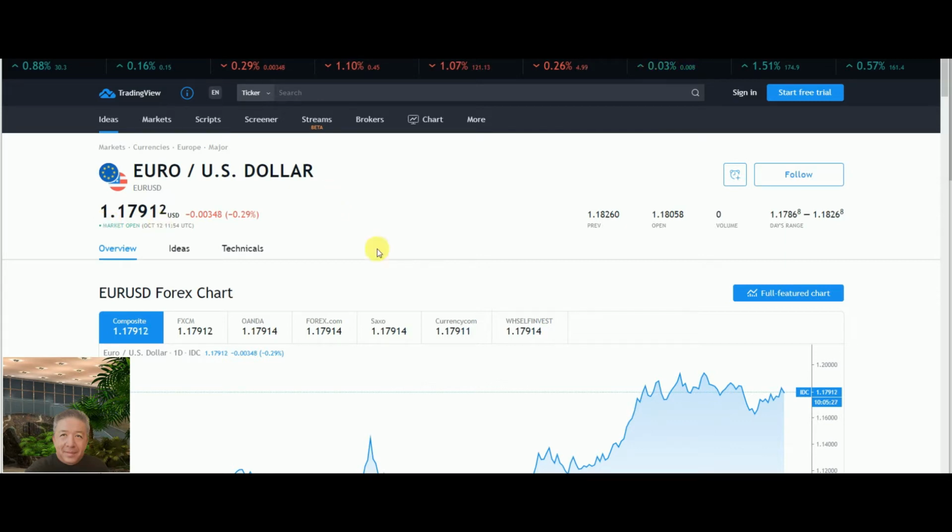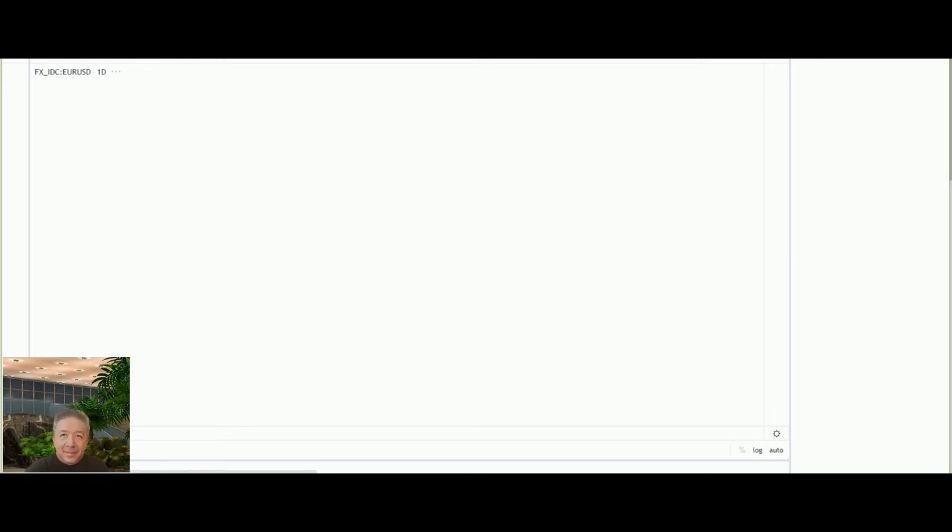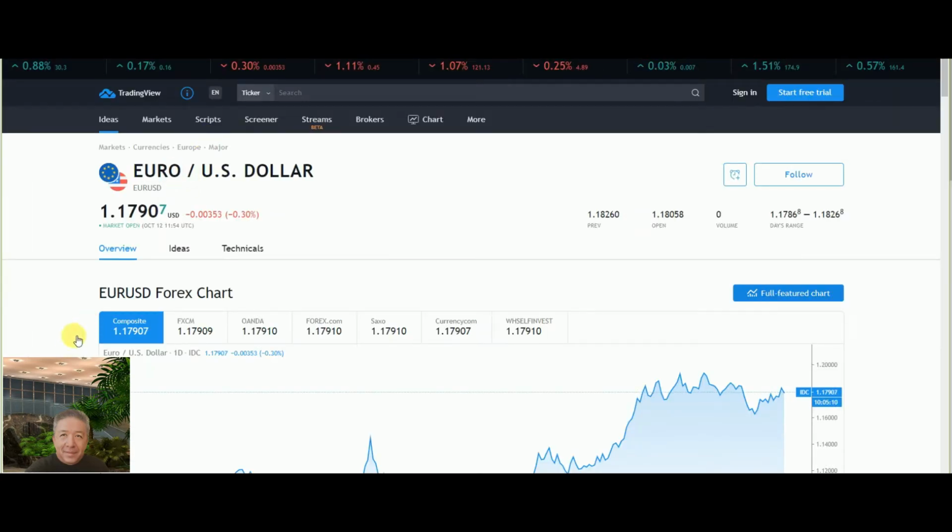Now there's also the full featured chart. I hope that it opens immediately. Okay, while it is opening, let's move to another feature.